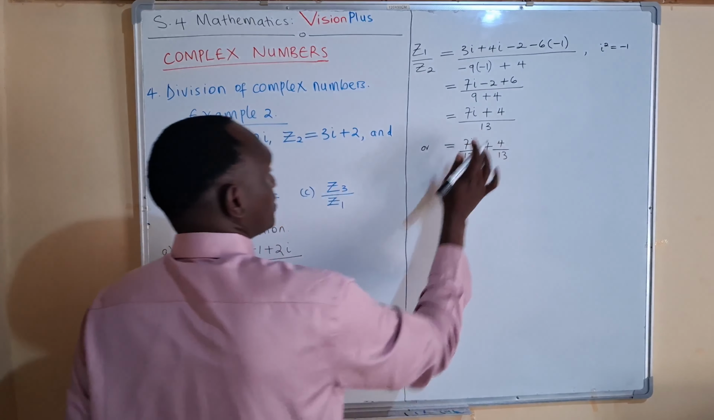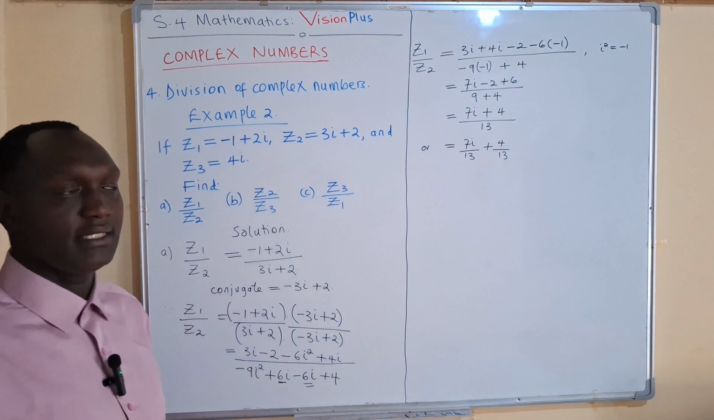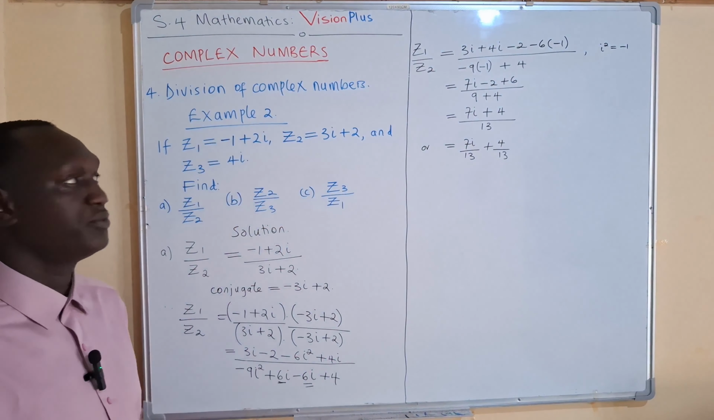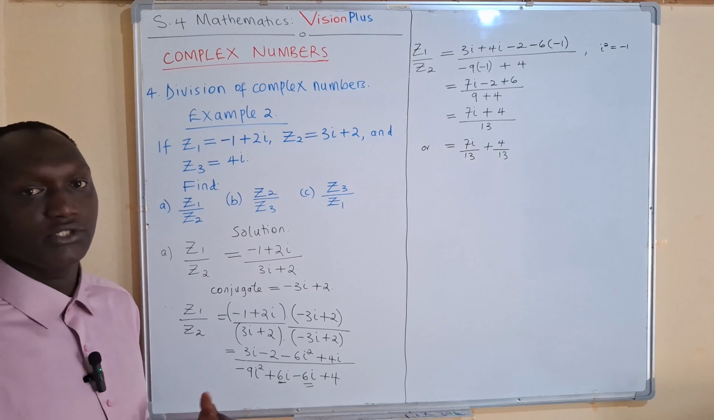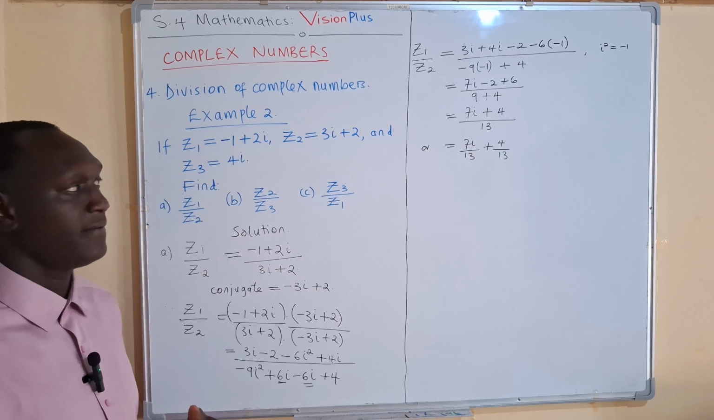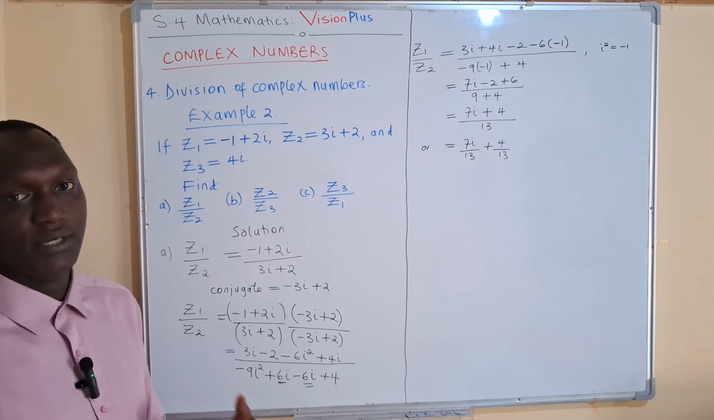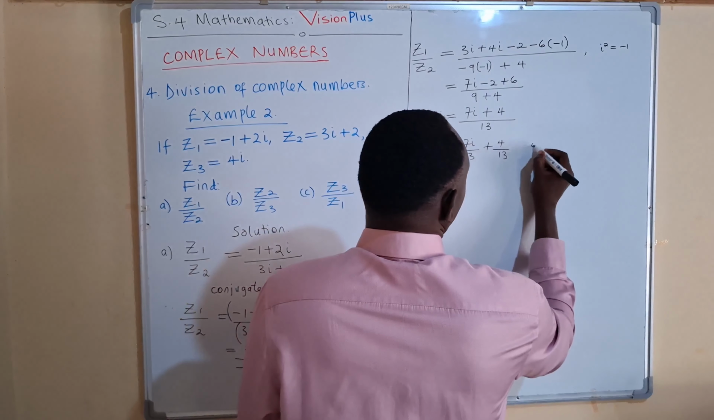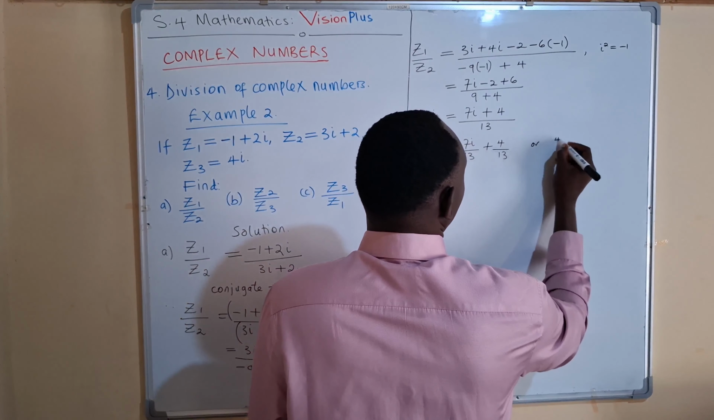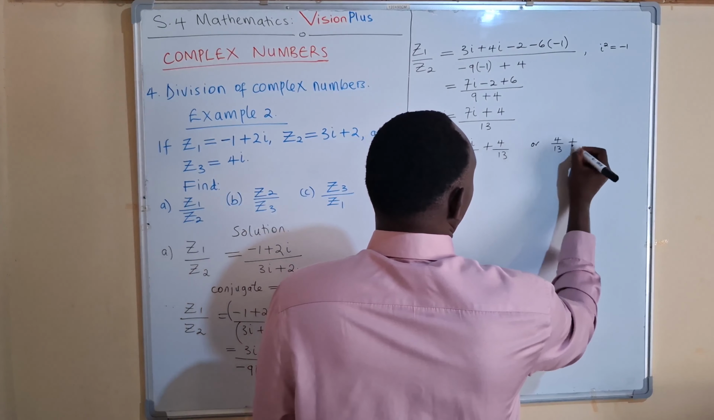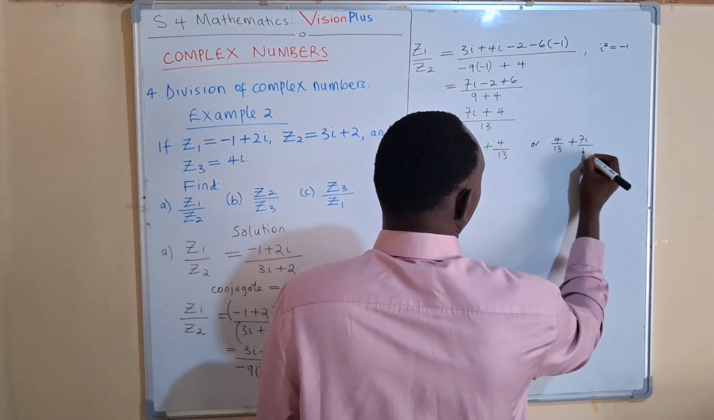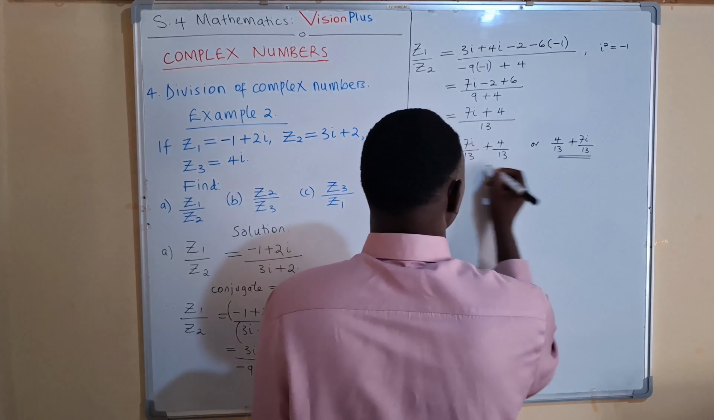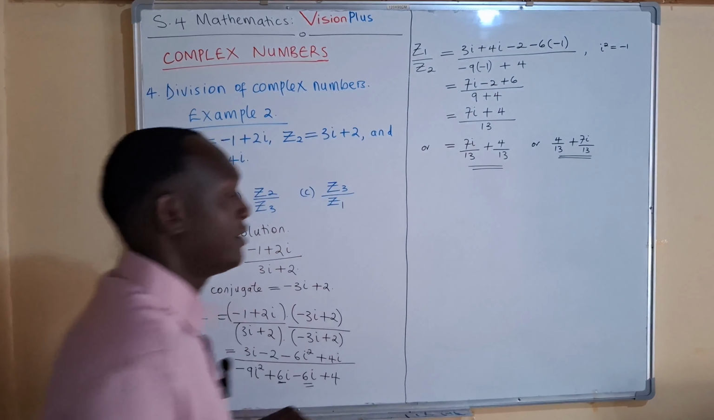Why? Because a denominator is distributed on condition that the terms in the numerator are being added or subtracted. And the order doesn't matter. Somebody could have 4 over 13 plus 7i over 13. So this is the answer for part A.